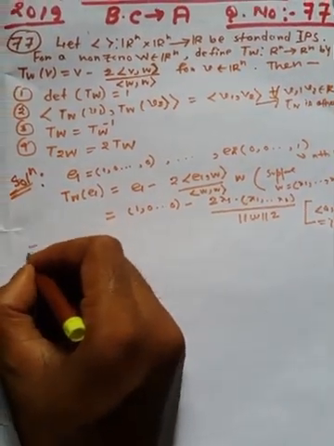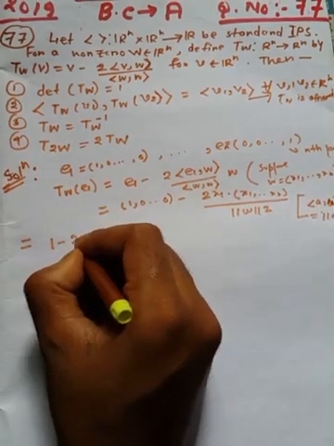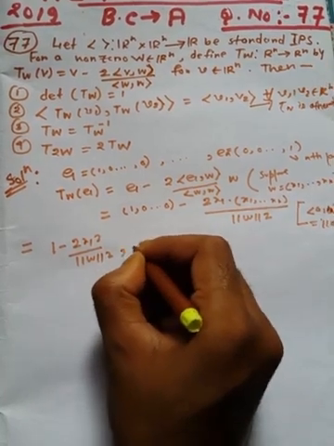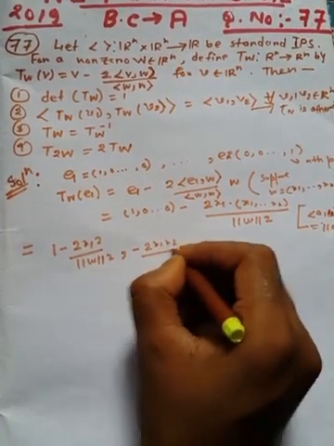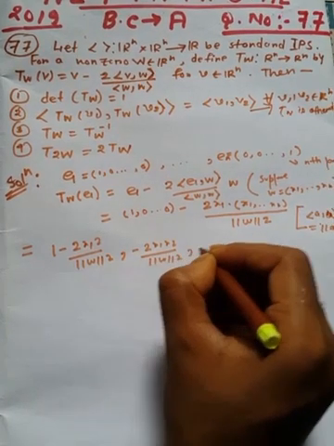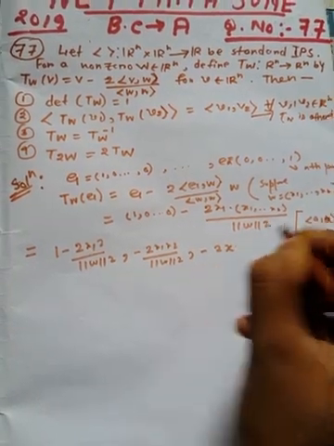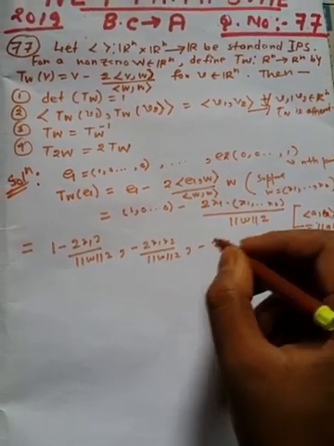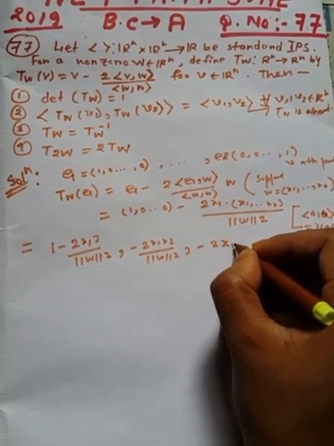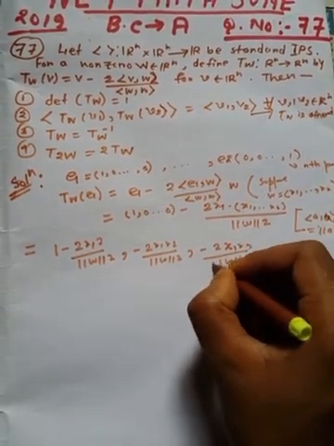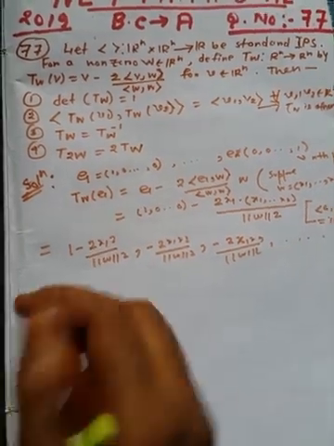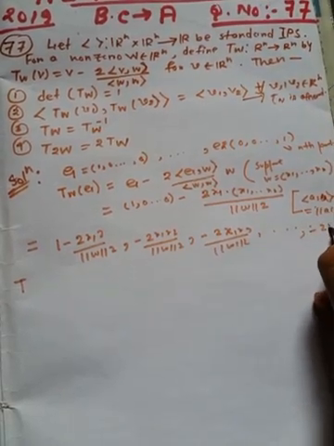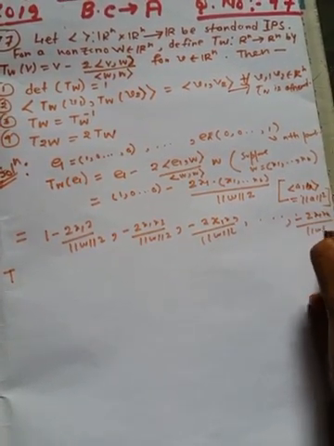So this gives 1 minus 2 x1 square by norm W whole square, then minus 2 x1 x2 by norm W square, minus 2 x1 x3 by norm W square, and so on. The last term is minus 2 x1 xn by norm W square.